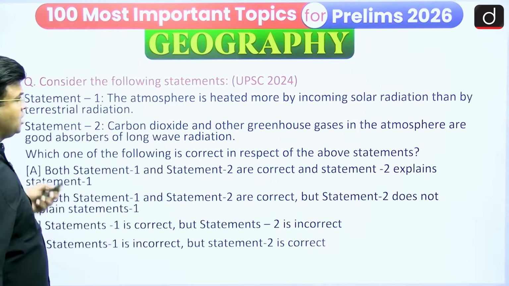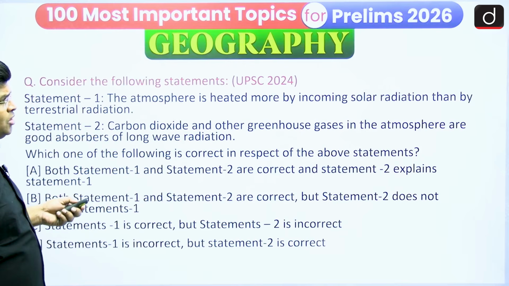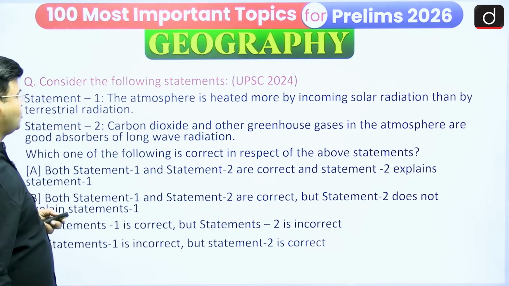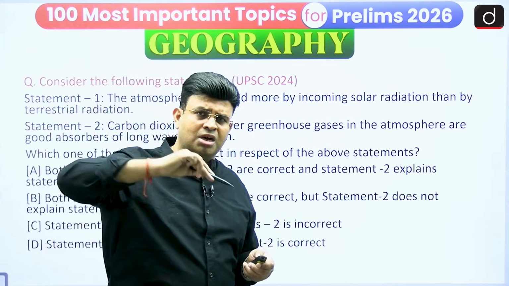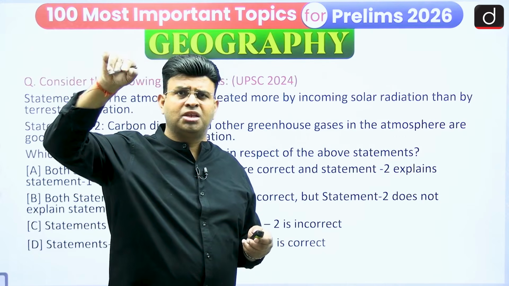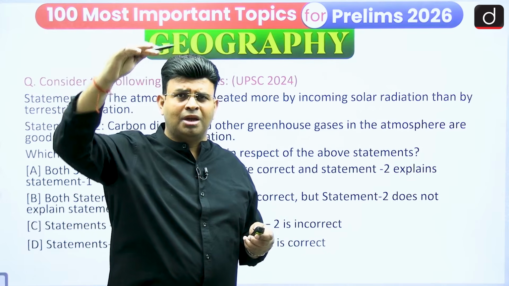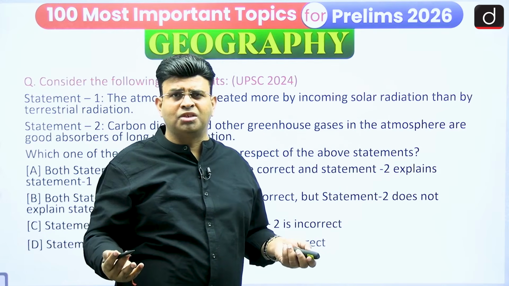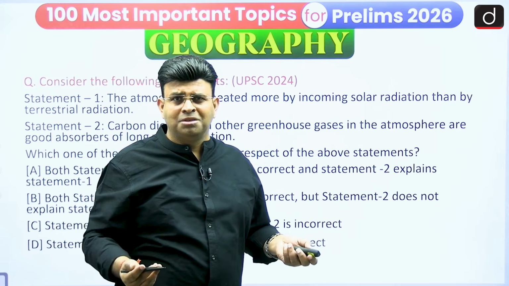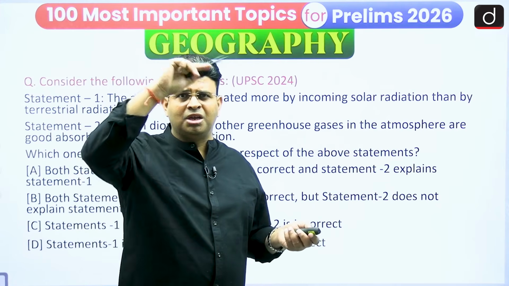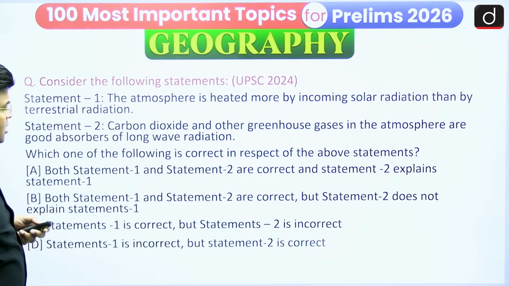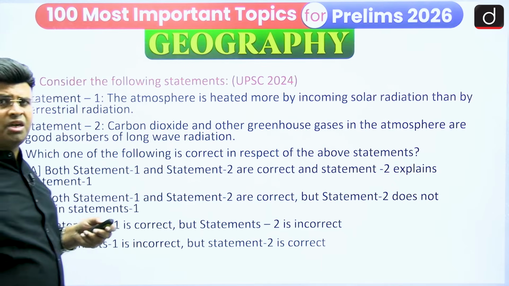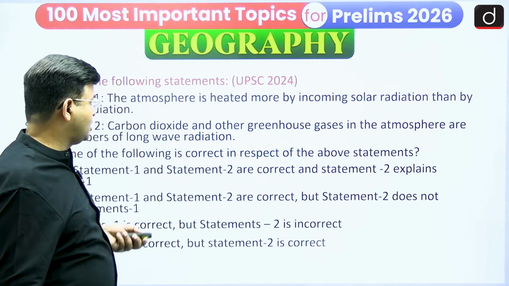Another question: the atmosphere is heated more by incoming solar radiation than by terrestrial radiation. I have already said that when the Earth radiates heat, the clouds absorb it, and the atmosphere is mostly heated by terrestrial radiation, not by the incoming radiation. Then carbon dioxide and other greenhouse gases in the atmosphere are good absorbers of long wave radiation from the Earth. The Earth radiates long wave radiation. We have to see whether it is right or wrong.